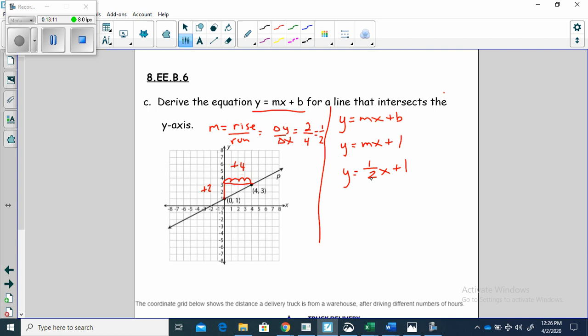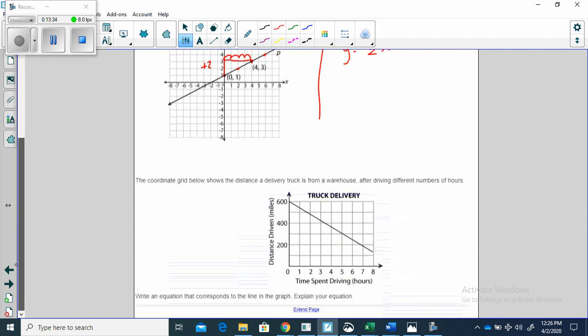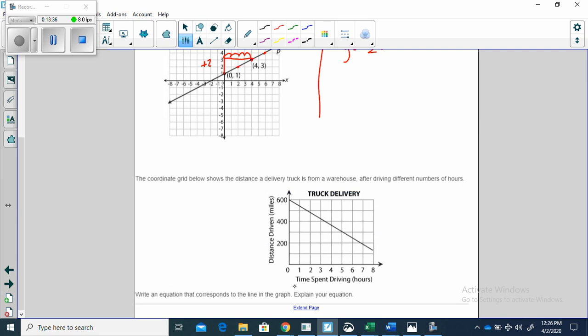1 over 2 means each time I go up 1, rise 1, I go over 2. Let's see if that would give me points on here. Up 1, over 2. Yep, there's a point. Up 1, over 2. Up 1, over 2. Yep. And I know it's a positive slope because this is going up as I go from left to right. Now let's try one with a negative slope.